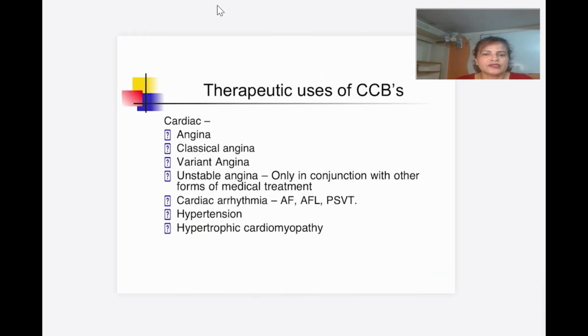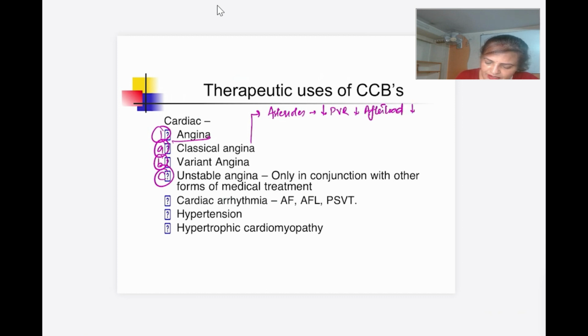Now where we can use it? We can use it for all the types of angina. So number one is angina. In the classical angina, in the variant angina, and in the unstable angina. In the classical angina, how are they going to help? Because they are going to cause a relaxation of the arterioles. This is going to decrease the peripheral vascular resistance and decrease the afterload and decrease the cardiac work, decrease the oxygen demand.